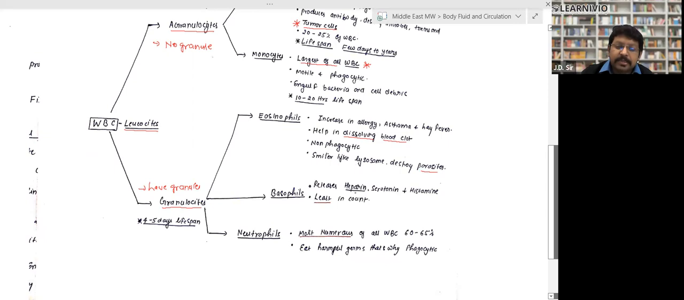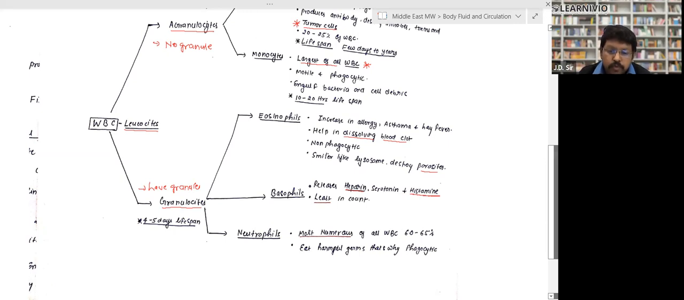Basophils release heparin. Very important. Heparin is an anti-clotting agent. We have discussed that heparin is an anti-clotting agent. It does not allow blood to clot inside our body. They also release serotonin and histamine. What is histamine? Histamine is a substance which is released during allergy, and we get itching and reactions in our body, in our skin, because of the release of histamine. Basophils are least in count, right?